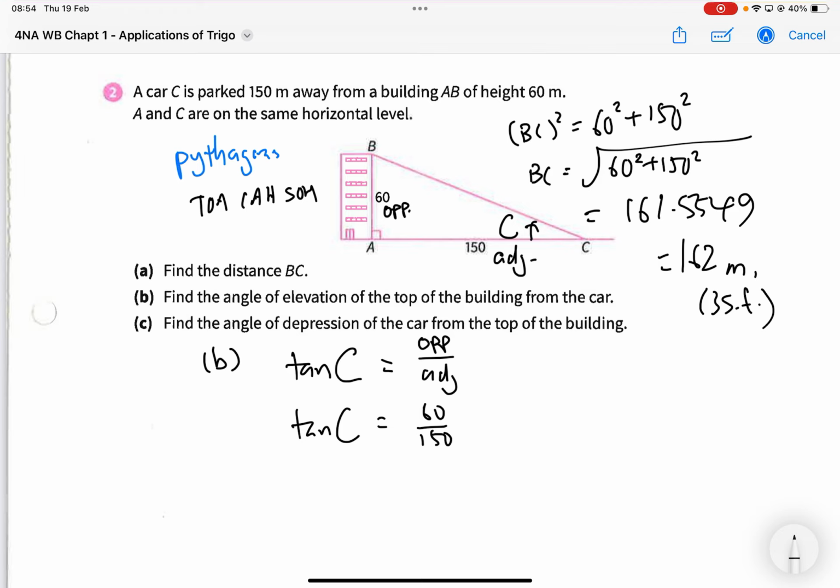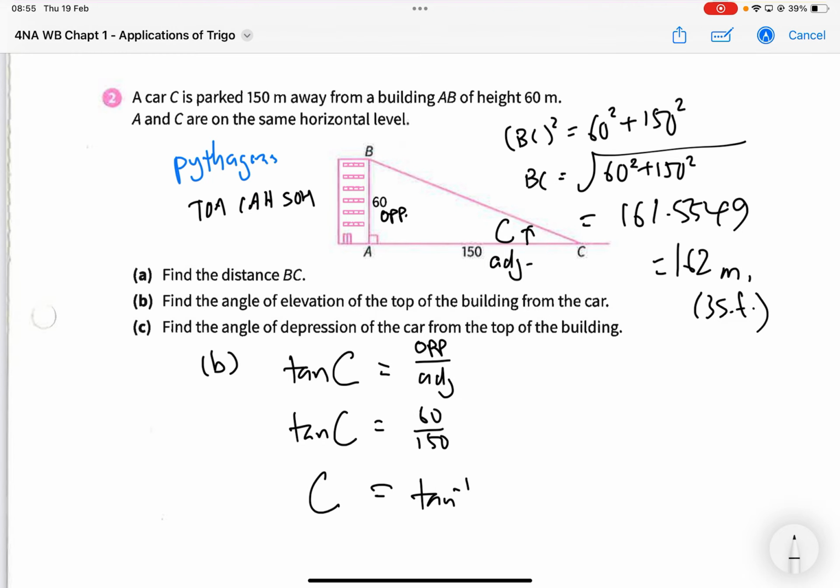Then I want to find C. I am finding the angle, so I want the C. I don't just want the tangent. The tangent is this ratio, but from this ratio, I can find back the angle. Because if I want C, I want to cancel away the tangent, I need to tangent inverse. When I tangent inverse the left, tangent inverse will cancel the tangent. Then I can find back C already. But because it is an equation, left and right are the same, I need to tangent inverse both sides at the same time. So my C is equals to tangent inverse of 60 over 150.